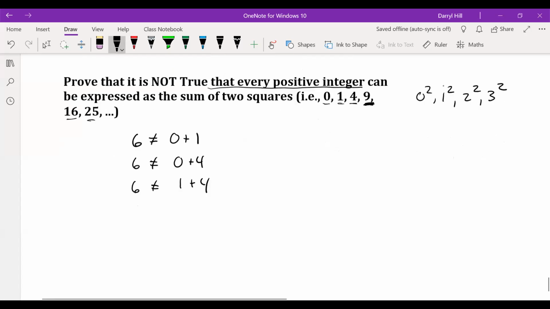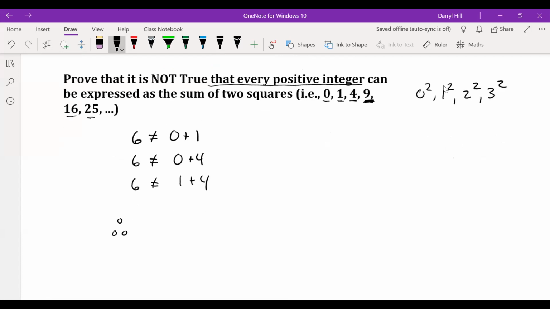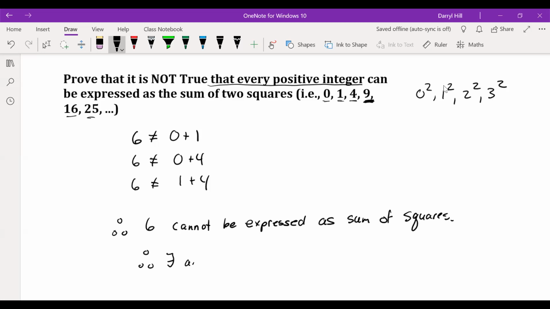So therefore, 6 cannot be expressed as the sum of squares. And therefore, there exists a positive, let's say, a positive integer that cannot be expressed as the sum of squares.